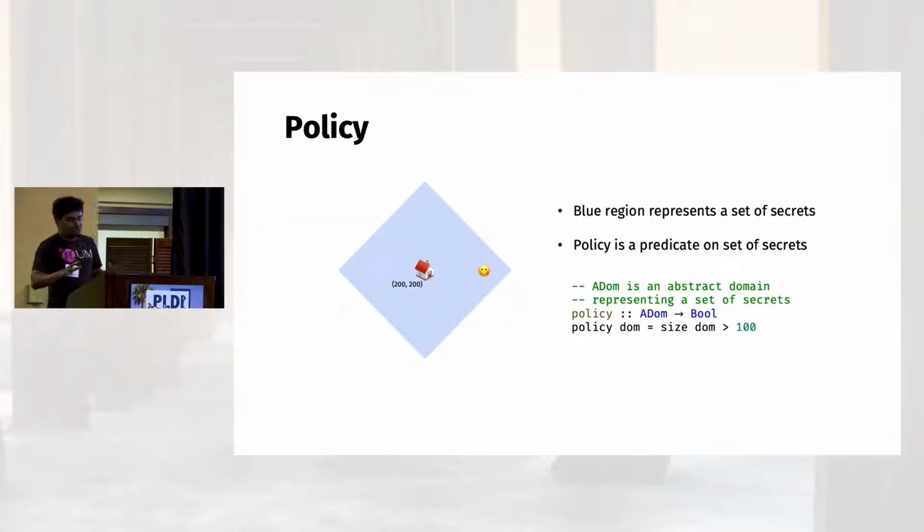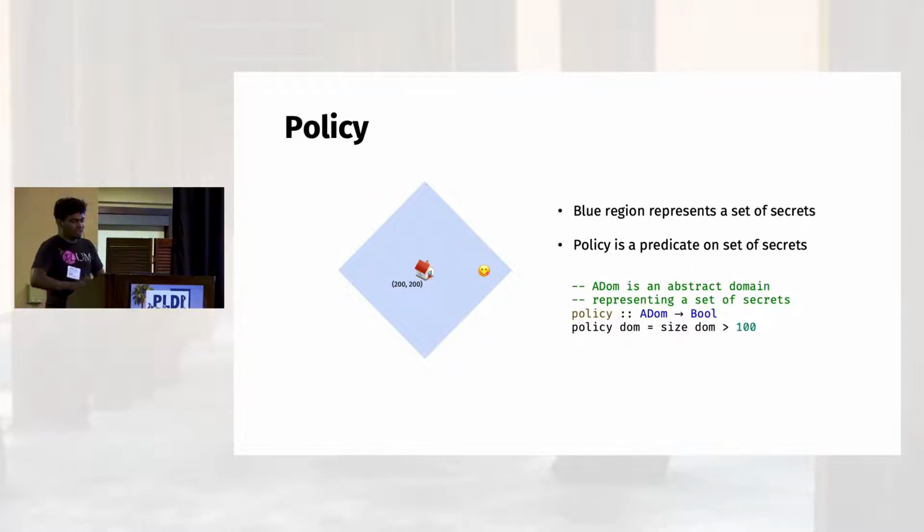So we saw the problem and we want to write policies to prevent these problems, right? So if you look at the blue region, it represents multiple secrets. And by secret, I mean this user location. The user could be anywhere in this blue region. So what we want to do is reason over sets of secrets, over these regions. And we represent this set of secrets as abstract domains, which is shown by the ADOM type here.